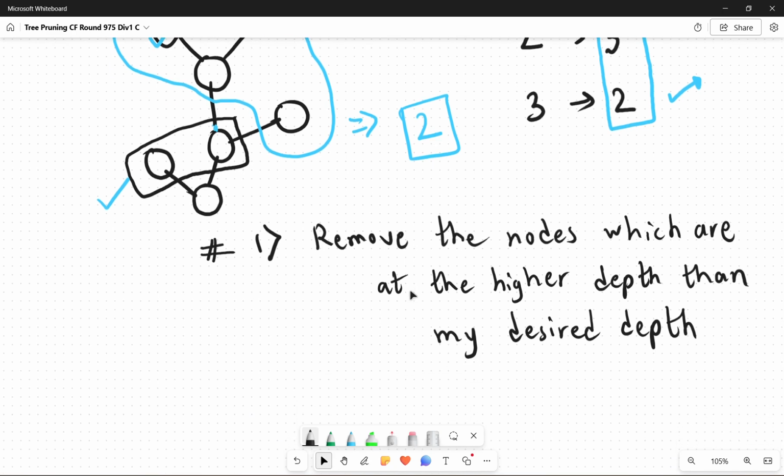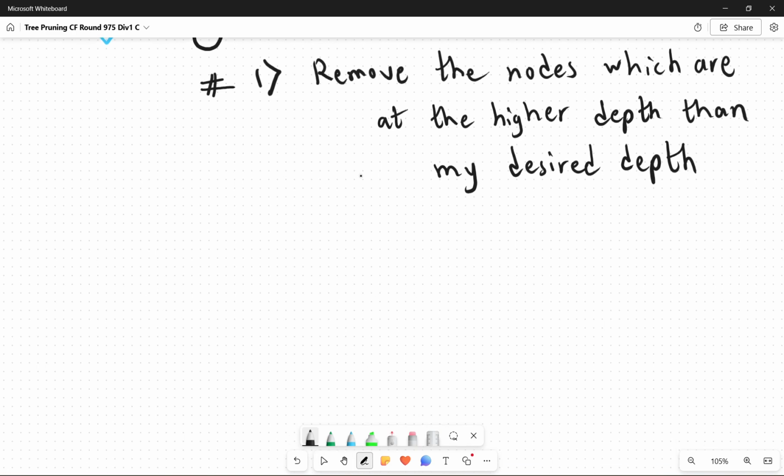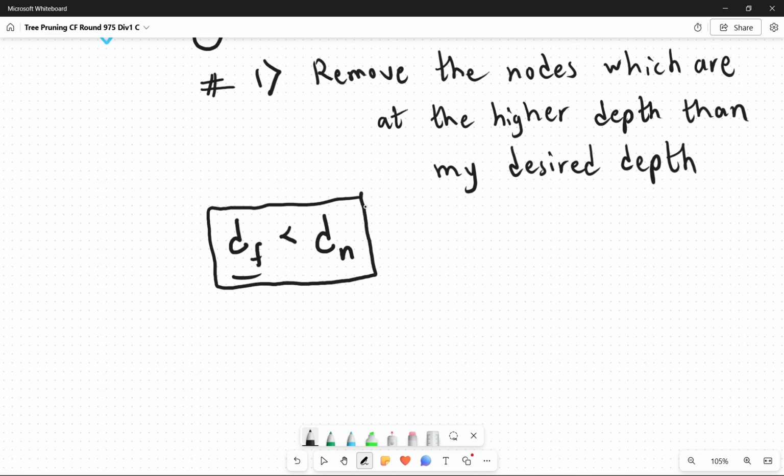Okay, so from this observation, what I can notice is that the nodes which will get removed in the process, if I select the final depth to be df, I will remove all the nodes whose depth is greater than my final depth. Okay, makes sense? Yes, it absolutely does.